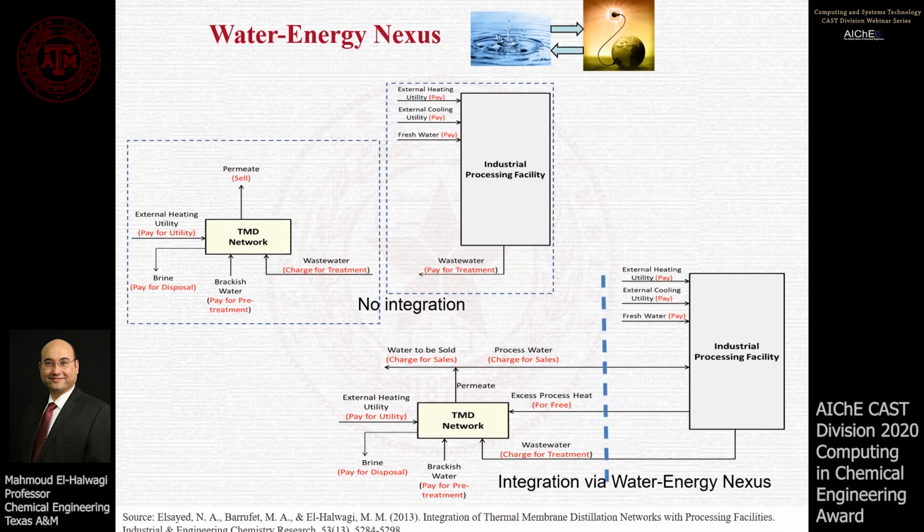network. In this case, we take excess heat, typically low-grade excess heat, and we use it to run the thermal membrane distillation network. And this is a win-win situation because here we reduce the cooling utility for the processing facility, and we reduce the heating utility for the membrane distillation water treatment network. We also use it to treat industrial wastewater and to produce fresh water, which may be used again in the process or sold in the market.